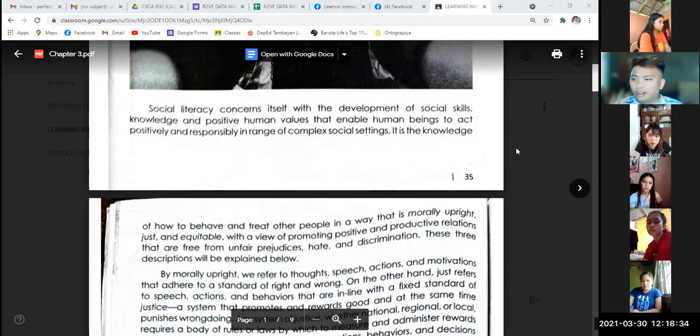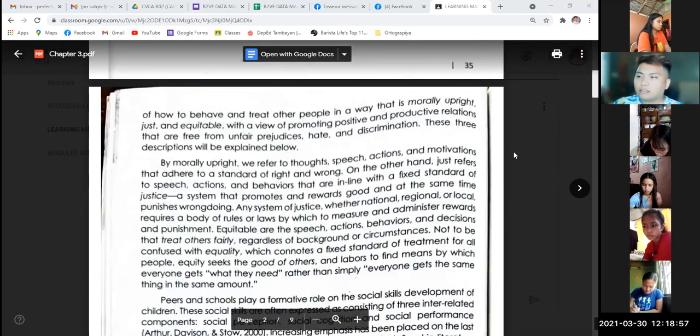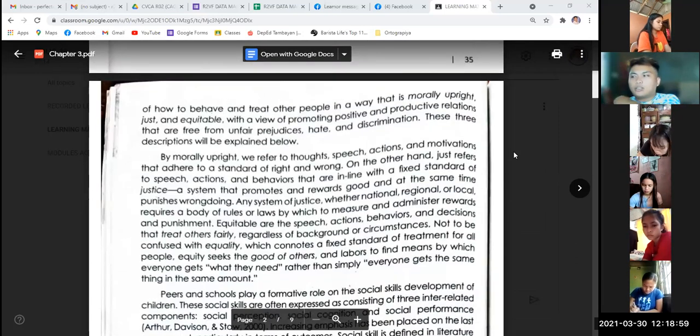So there are three general factors that we have to understand when it comes to social literacy. One is the idea of being morally upright. Two is morally just, and three is morally equitable. So one, by morally upright, we refer to thoughts, speech, actions, and motivation. So what does it mean when we say upright?